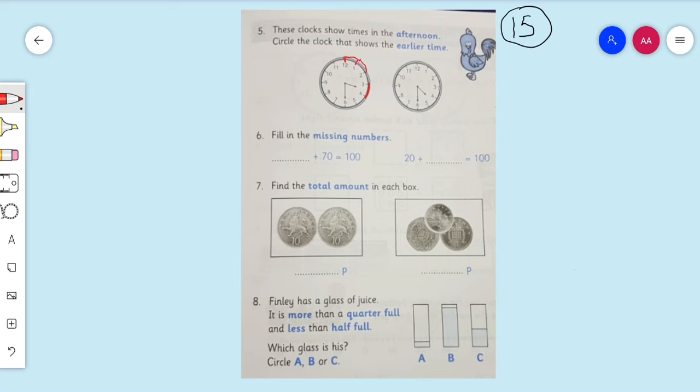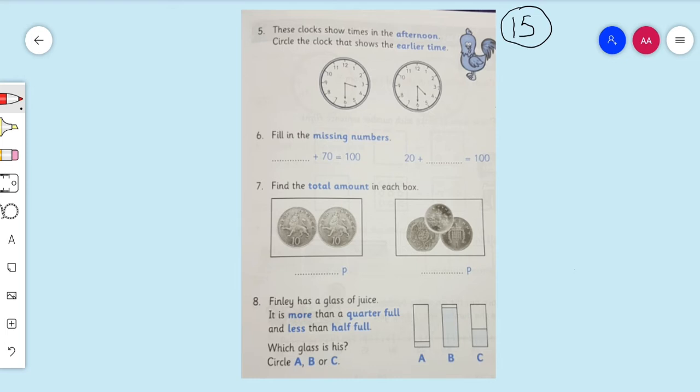Then 5 minutes here, 5 minutes here, 5 minutes here, and 5 minutes here, 5 minutes here, all the way to 6, which makes 30 minutes here. So it is 30 minutes, and the 30 is the half, which means the full would be 60. Now we know it's 3:30.